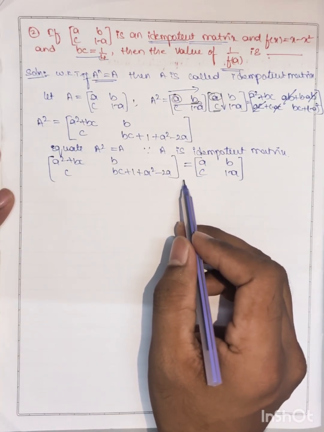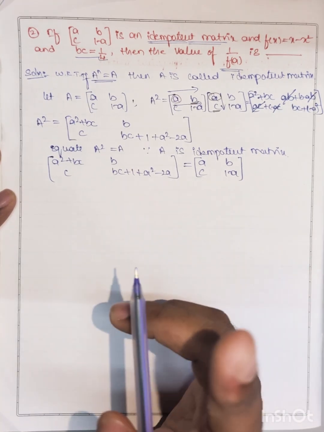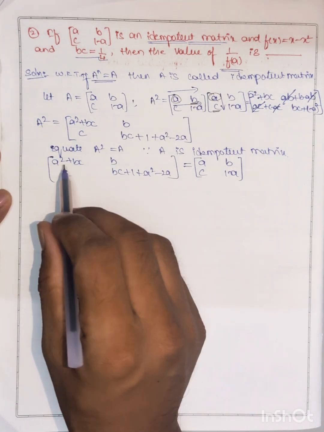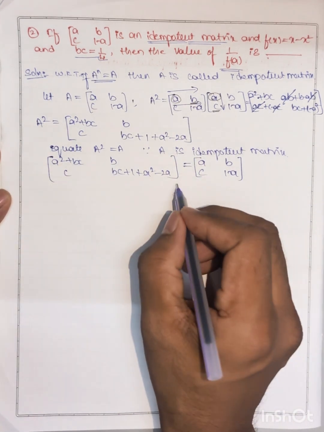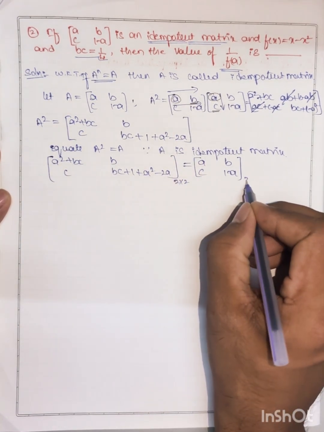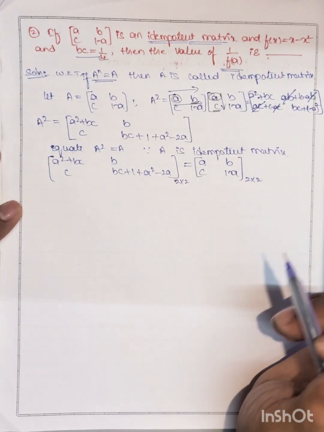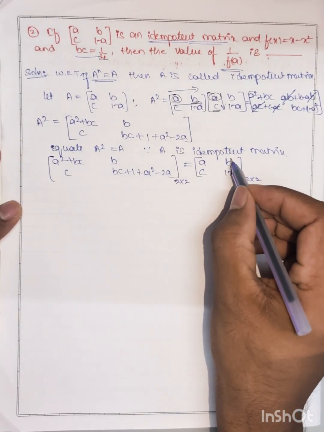When do we say that the given two matrices are equal? It should satisfy two major conditions. Condition number one, the order of the matrix must be the same and the corresponding elements should be equated. See here, in the LHS we have a 2 by 2 matrix, 2 rows and 2 columns. Even in the RHS we have a 2 by 2 matrix, 2 rows, 2 columns. So now the corresponding elements can be compared.